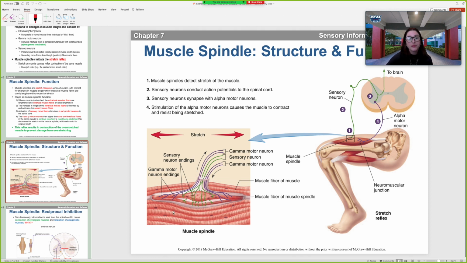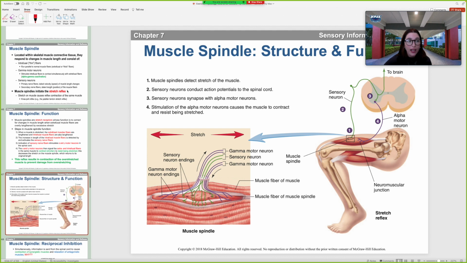But anyways, so there's the muscle spindle, right? We've got some sensory neurons detecting what's going on, how much it's being stretched, how quickly it's being stretched, what the position of the muscle is, and then of course those gamma motor neurons that stimulate it to contract. These extrafusal fibers are innervated by alpha motor neurons, right? But again, remember, we have that alpha gamma coactivation, so they'll both fire off at the same time.